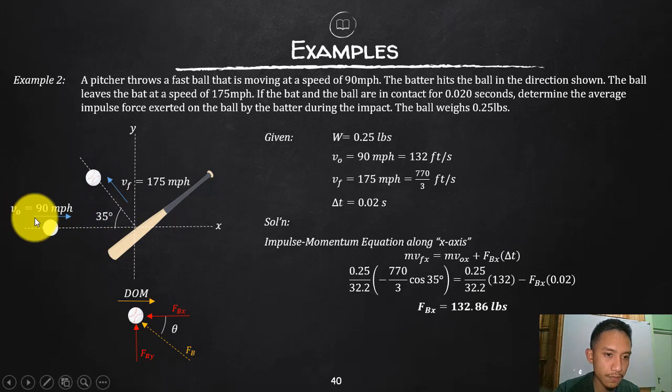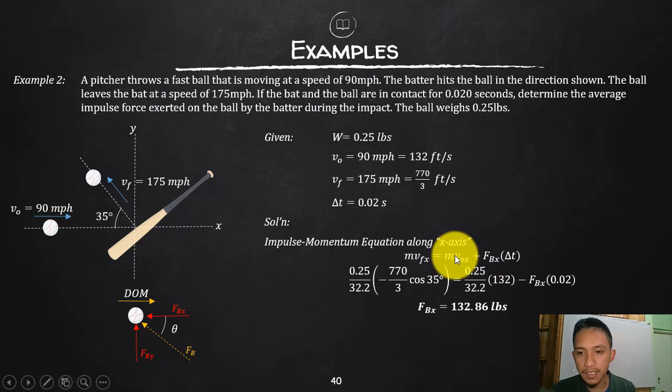It will now be going to the left. That is the horizontal component of your VF. So that is a negative 770 over 3, and then again, getting the component, that is cosine 35. Again, why cosine? Because that is adjacent to your angle 35.